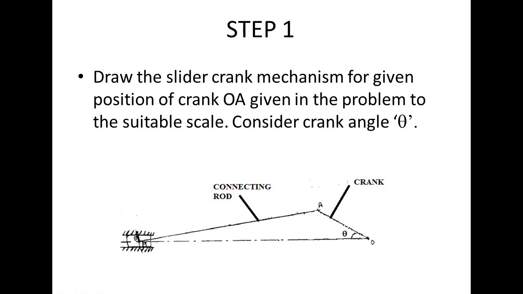Step number 1: draw the slider crank mechanism for the given position of crank OA, which will be given in the problem, to a suitable scale. They will give the dimensions of all the links in the problem, and they will also give the position of the crank with the angle theta. Whatever the position angle, according to that we have to draw the diagram. Here you can see in the figure, OA is the crank which is inclined at an angle theta, AB is the connecting rod, and B is the slider or the piston.